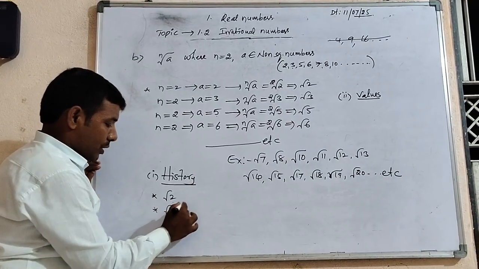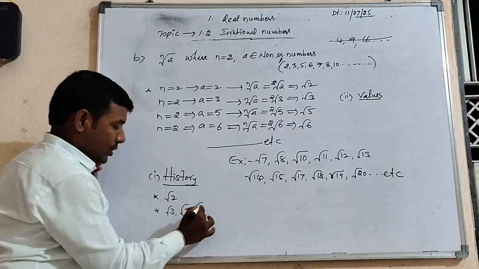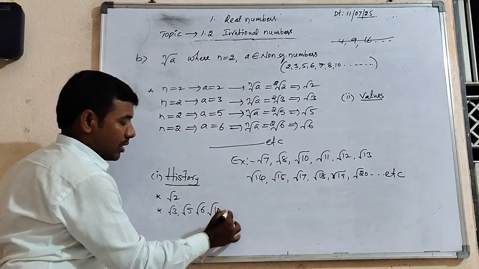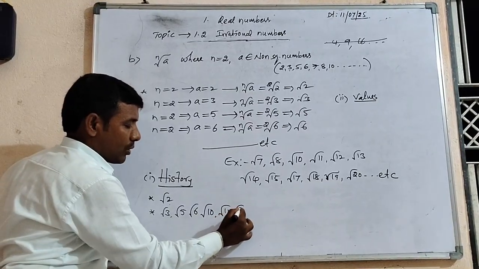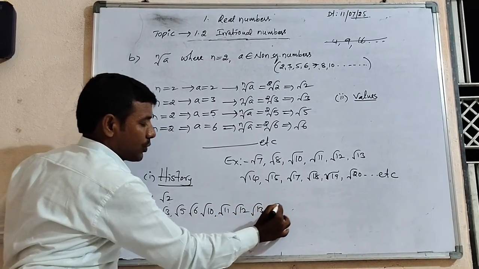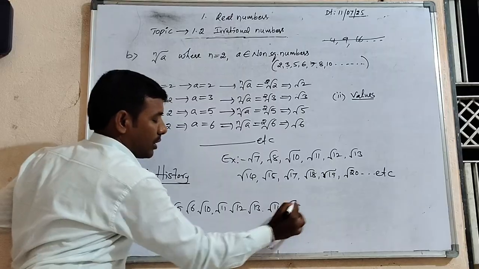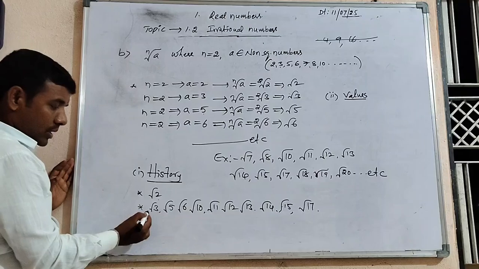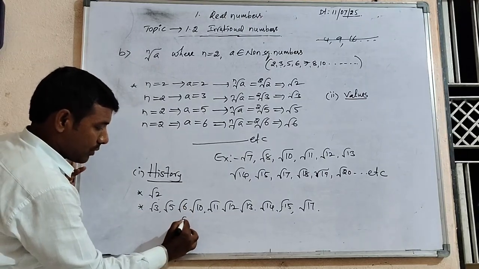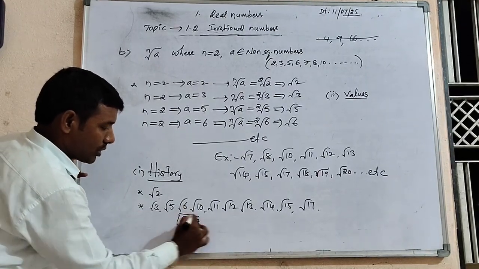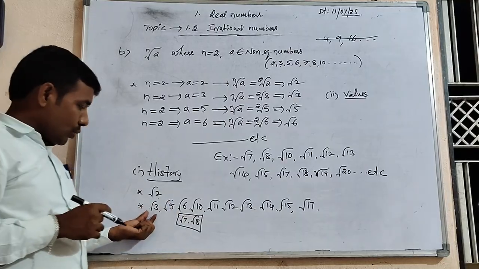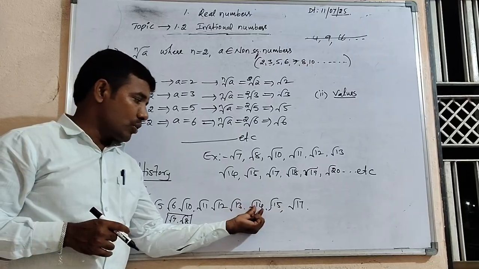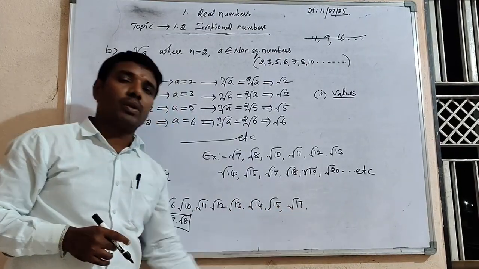Root 3, root 5, root 6, root 7, root 8, no, directly root 10, root 11, root 12, root 13, square root of 14, square root of 15, square root of 17. Up to these, carefully, which are missed? Root 7 and root 8, these two are missed. In a sense, root 3, root 5, root 6, root 10, root 11, root 12, root 13, square root 14, square root 15, up to square root 17.